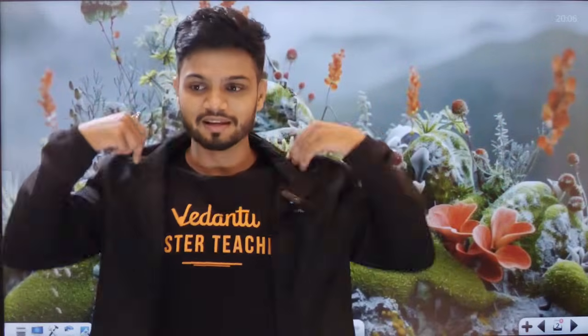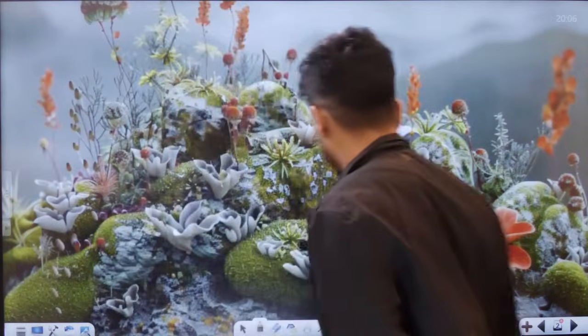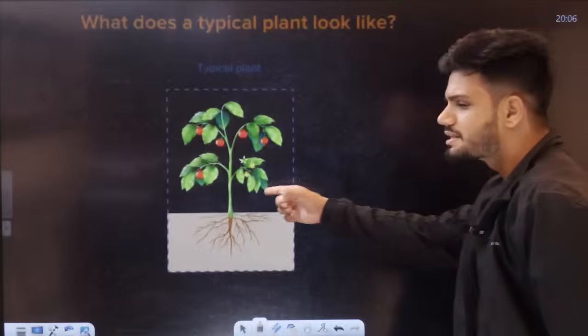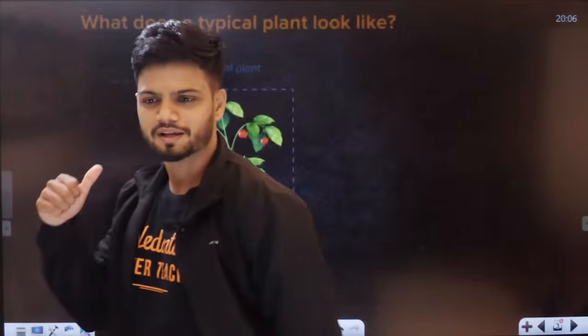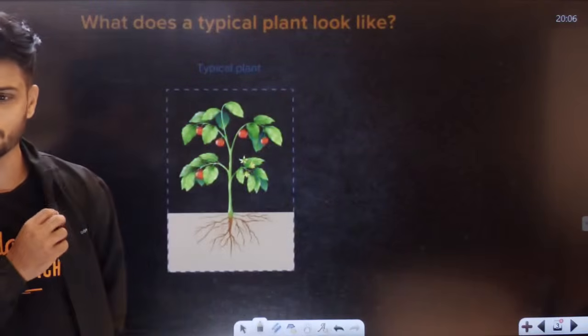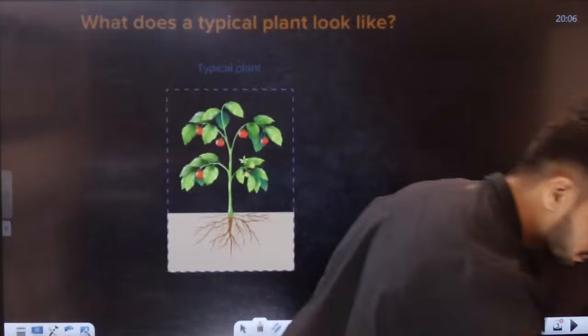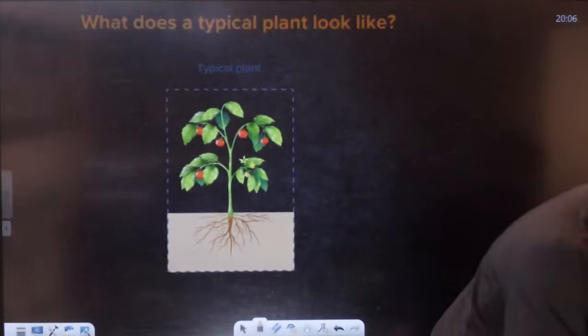Now, let's start the class with a simple question. The simple question for today is, students, is this a plant? All of you, is this a plant right now?